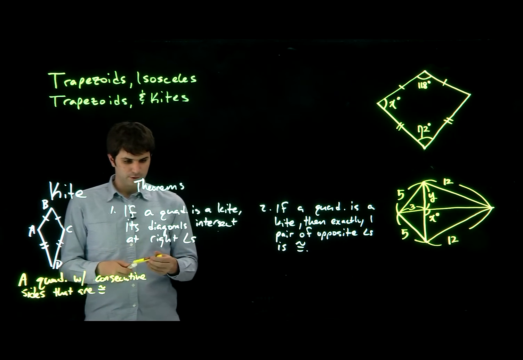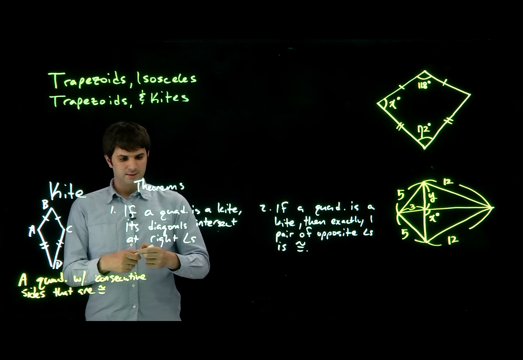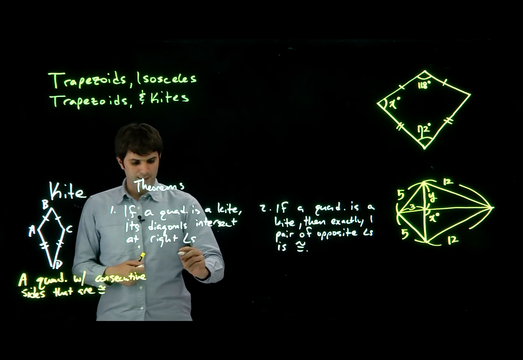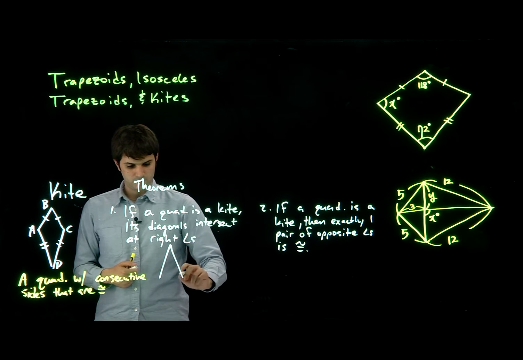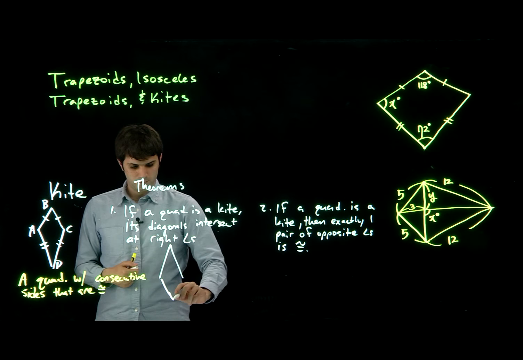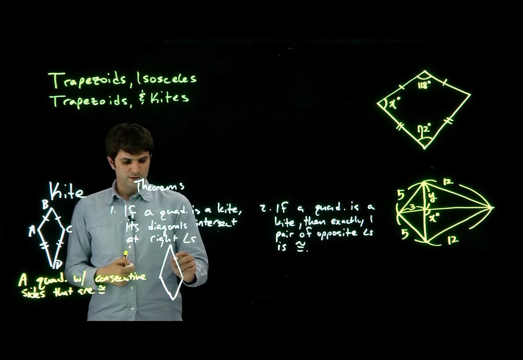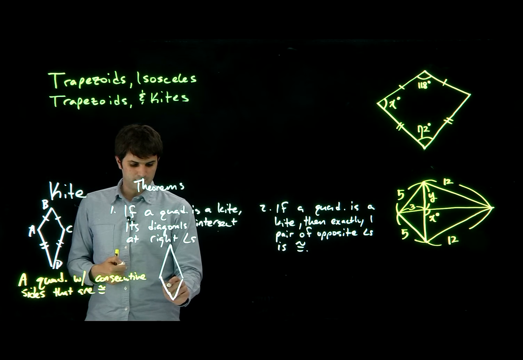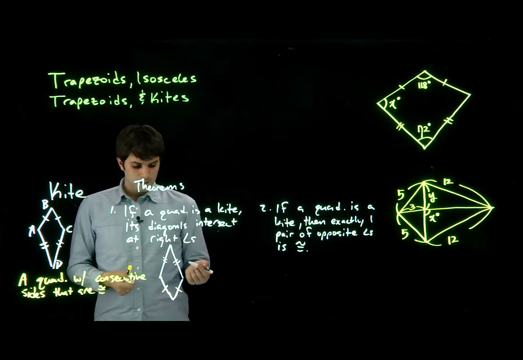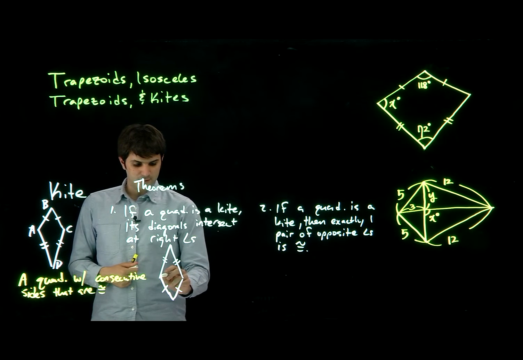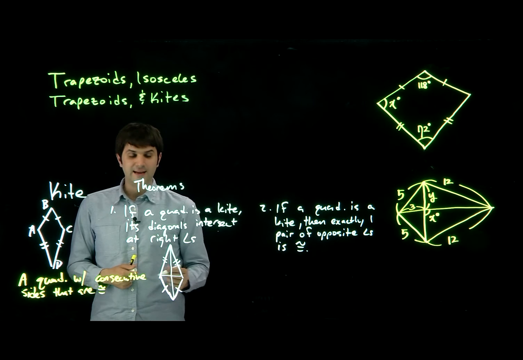So we have a couple of theorems. If a quadrilateral is a kite, then its diagonals intersect at right angles. So let's say I have a kite here. And a kite, again, the definition is that these sides are congruent. Now, what it's saying is that the diagonals are going to intersect at a 90-degree angle.